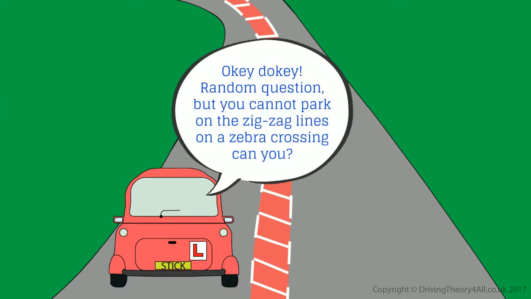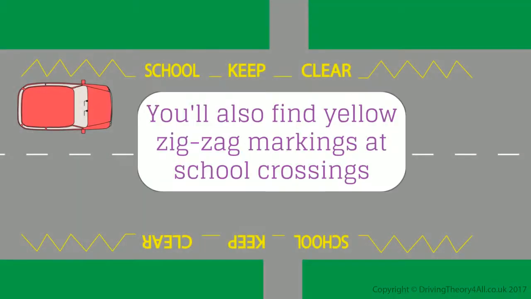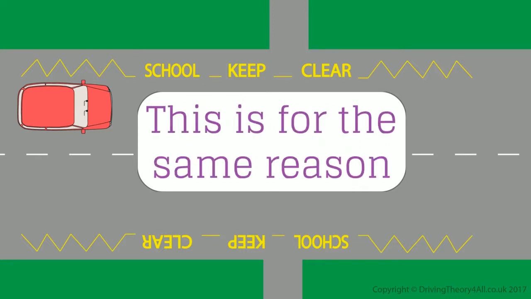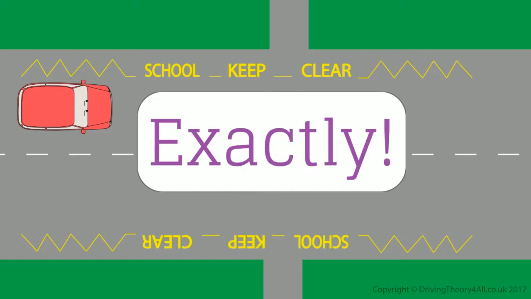Random question. But you cannot park on the zigzag lines on a zebra crossing, can you? That's right. You need to keep those areas clear to allow pedestrians to see and be seen. You'll also find yellow zigzag markings at school crossings. This is for the same reason. Thought so, and it definitely makes sense not to park by a school if there are lots of little children about. Exactly.